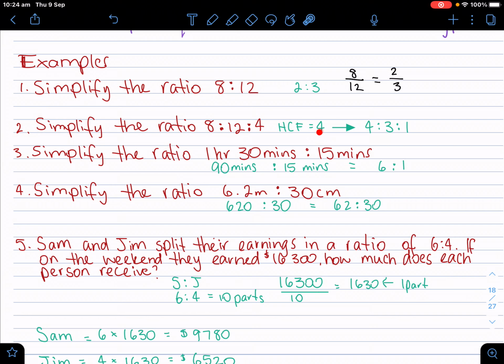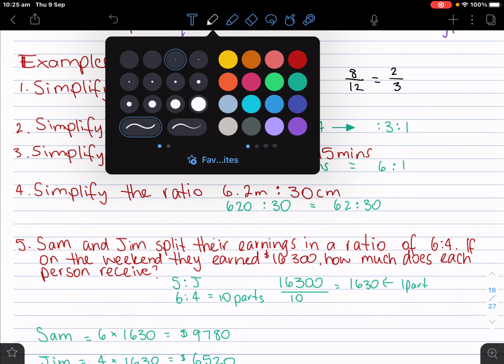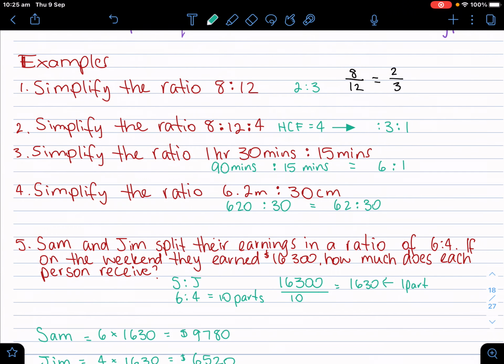So 4 goes into 8... No, that is not correct. 4 goes into 8 2 times. Fix that up. 4 goes into 12 3 times, and 4 goes into 4 1 time. So that is the simplest form of that ratio.